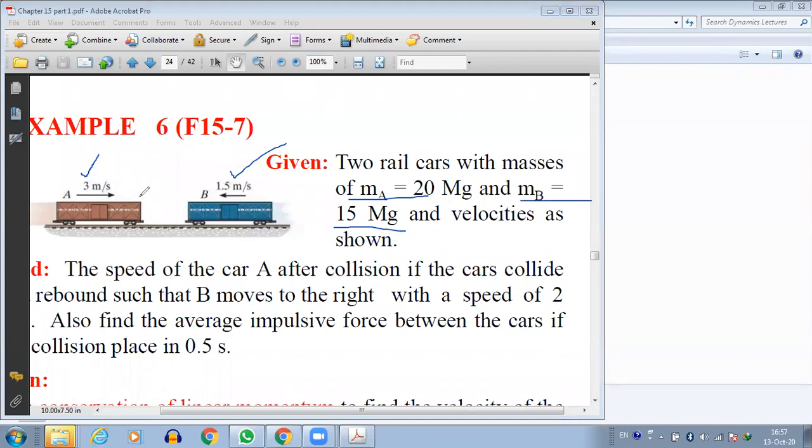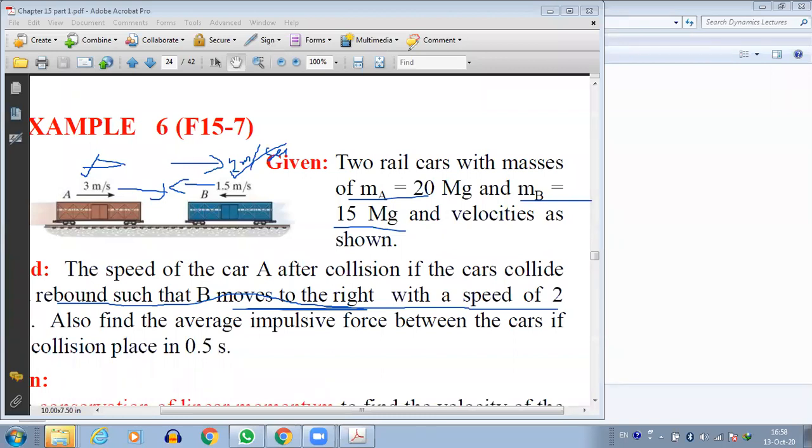Then later, the two will come close to each other and they will collide. After collision, B will move in this direction. It says that it rebounds such that B moves to the right with a speed of 2 meters per second. So after collision, it is moving with a speed of 2 meters per second. We need to find the speed of car A after collision.